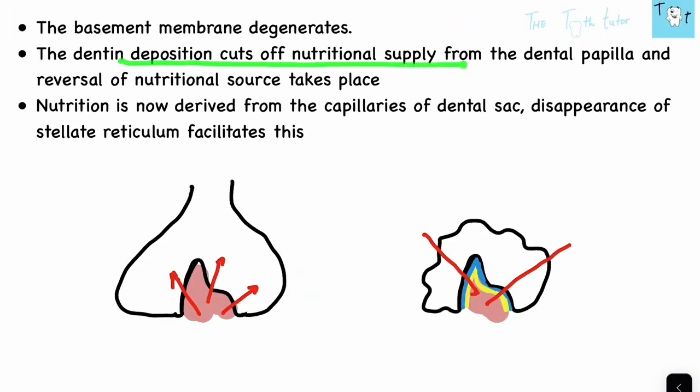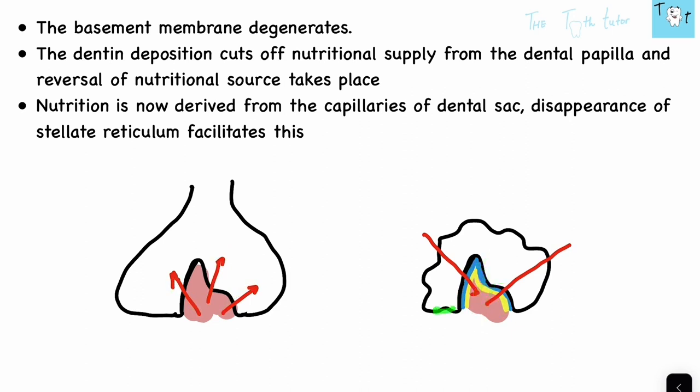Dentine deposition cuts off nutritional supply from dental papilla and reversal of nutritional source takes place. So this is an important concept. What was happening that up till now we had no dentine or enamel, right? So what was happening that the enamel organ was deriving nutrition from the dental papilla. I hope you remember this from DOT. So this was the dental papilla and this is the enamel organ. So the enamel organ was deriving nutrition from the dental papilla. But now since we have enamel and dentine over here, so nutrition can't go across this. Okay, there is no nutritional supply.